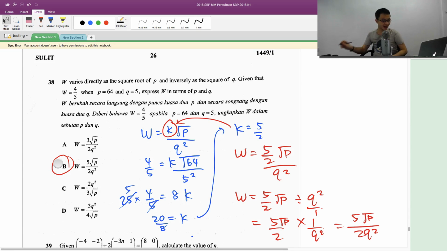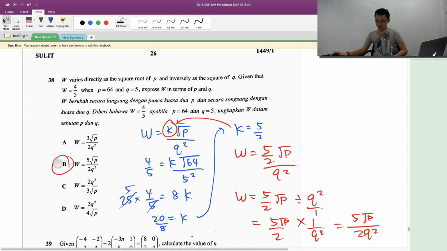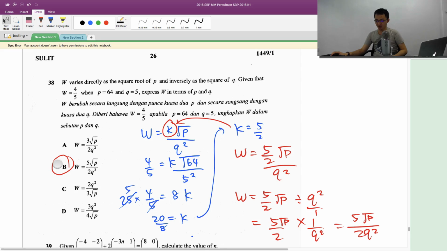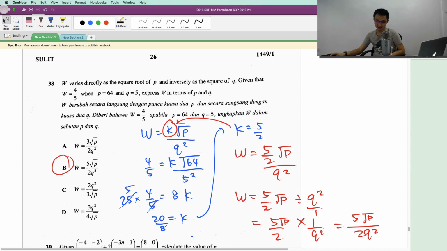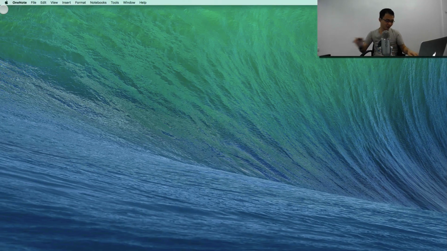If you get the idea, this one should be quite simple. This is variation. In variation, you always need to add a constant k on the top. You can check out my variation topic: just go to my YouTube channel and type variation. I guess I made 1 or 2 videos about that. It's stuck, so I'm going to close and open it again.